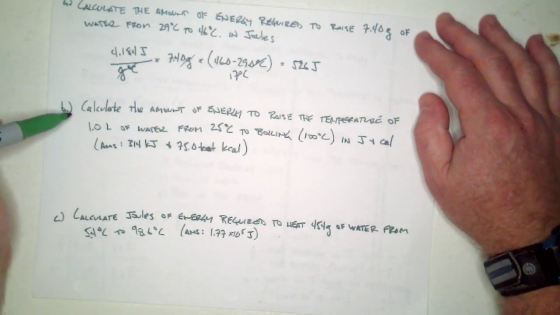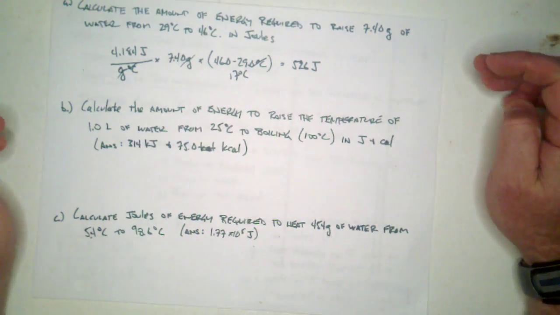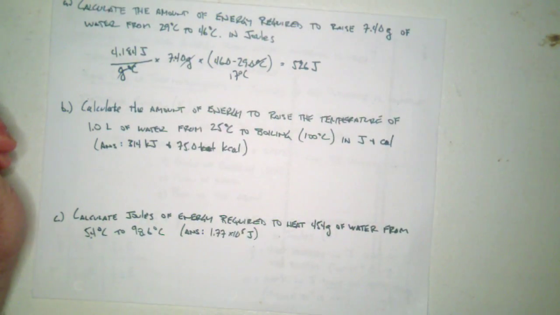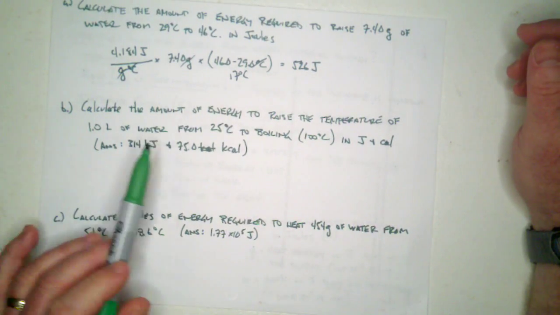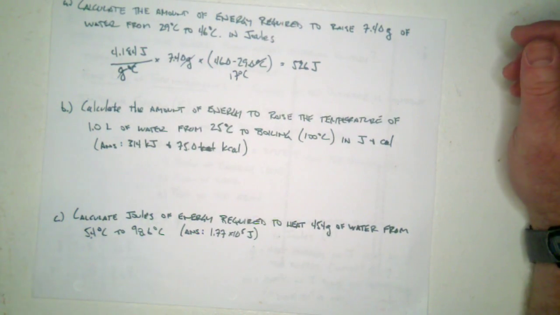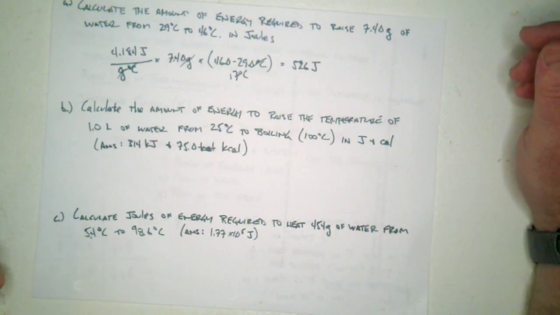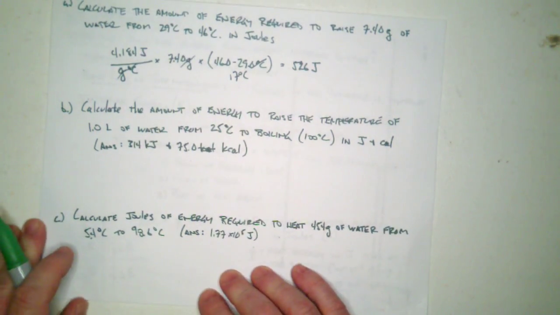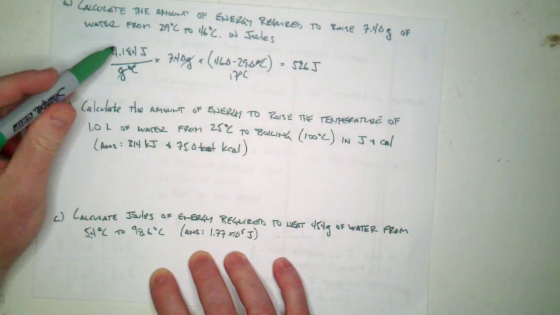Got a couple more here. One is to calculate the amount of energy to raise the temperature of 1 liter of water from 25 degrees C to boiling, which is at 100 degrees C. Do it in both joules and calories. And just to give you a hint, the answer is 314 kilojoules and 75 kilocalories. So why don't you pause the video, try to figure that one out on your own using what you learned up here. Okay, pause now. Did you get the right answer? Well, let's see. If not, follow along with me and we'll fix this up.